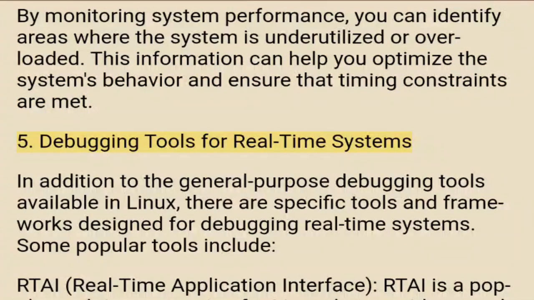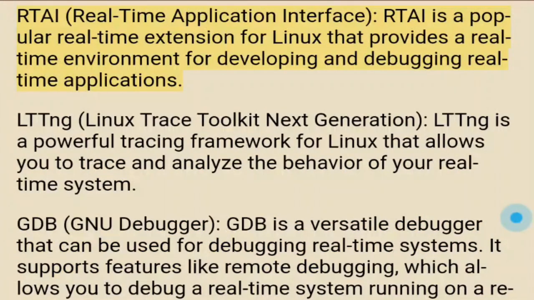5. Debugging tools for real-time systems. In addition to the general-purpose debugging tools available in Linux, there are specific tools and frameworks designed for debugging real-time systems. Some popular tools include RTAI, Real-Time Application Interface. RTAI is a popular real-time extension for Linux that provides a real-time environment for developing and debugging real-time applications.